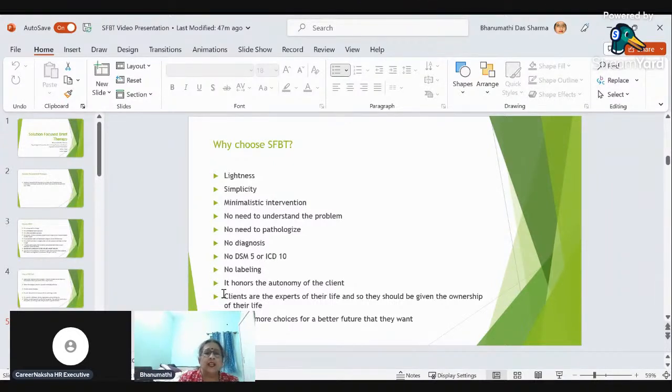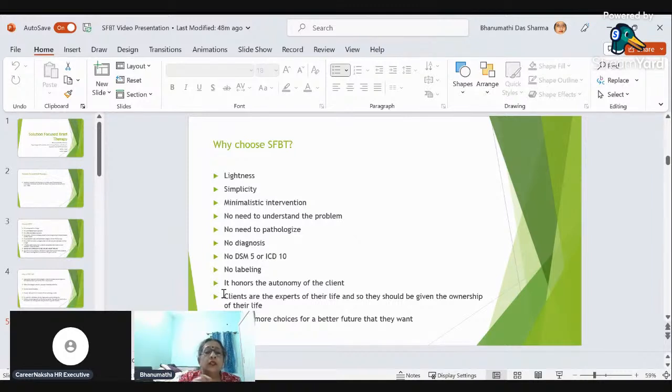It's pocket friendly for the clients. Of course, not pocket friendly for the therapist, but still, if I am an SFBT practitioner, my client is central to the therapy, so their choice has to be given importance. No need to understand the problem. I don't have to break my head knowing what the problem is or what the root cause is. No pathologizing, no diagnosis. I don't have to refer to that fat DSM-5 or ICD-10 book. I don't have to label the client that he is an OCD client, he is a bipolar client. No, I don't need to label them.